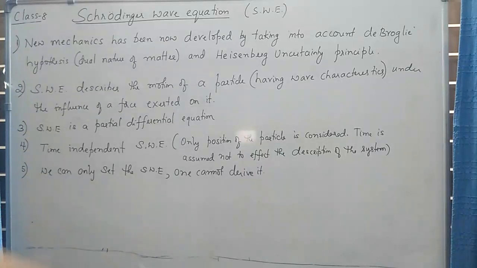Remember, the Schrodinger wave equation cannot be derived, it can only be set up. We can only arrive at that equation by using some basic principles of physics. It cannot be derived, but still in a loose manner we call it the derivation of the Schrodinger wave equation. Actually we are not deriving it, we are only arriving at that equation using basic principles of physics. So now let us try to set up, or arrive at, the time independent Schrodinger wave equation.